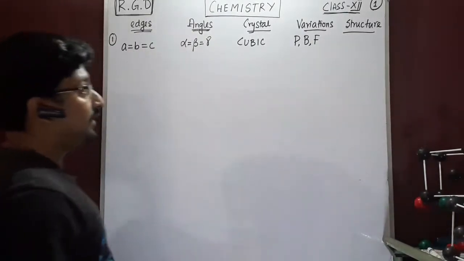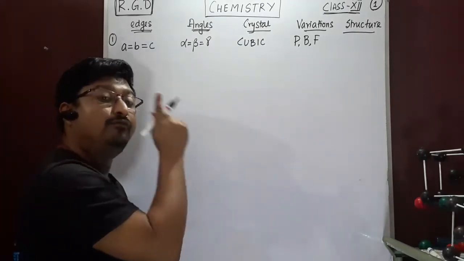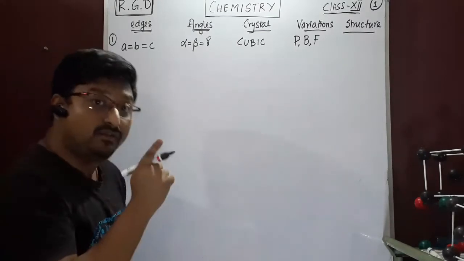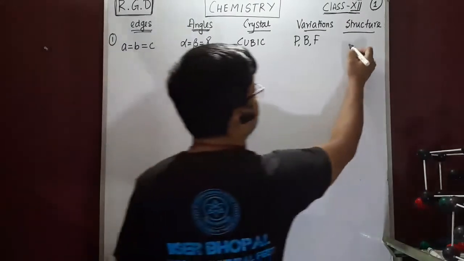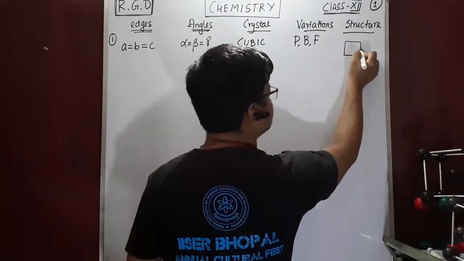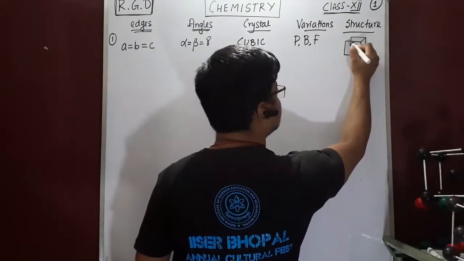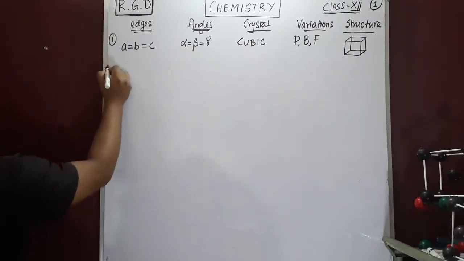Primitive is P, body centered is B, face centered is F. As a structure, how does it look? Yes, all are regular. Clear?